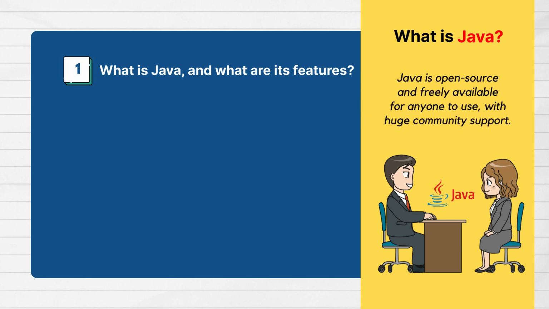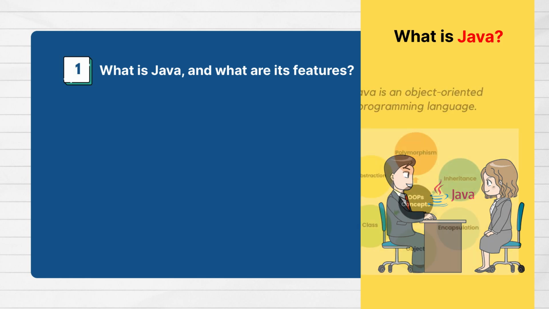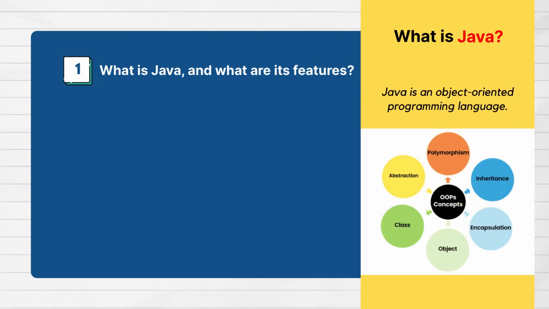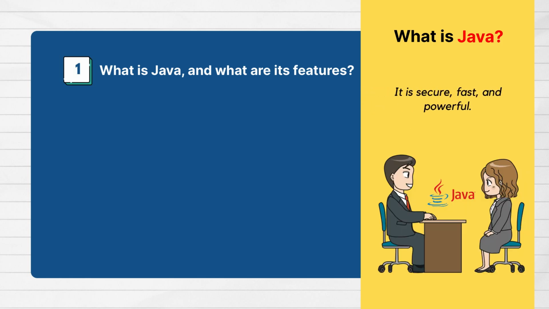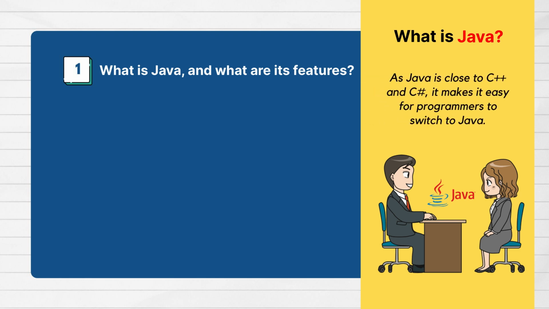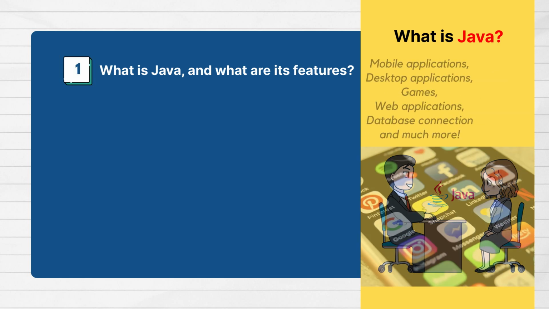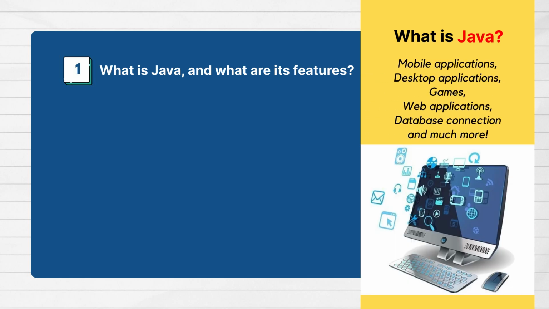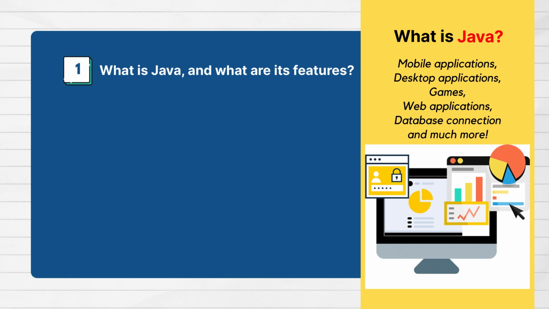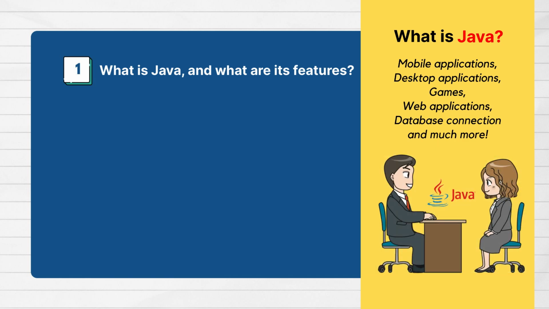Java is open source and freely available for anyone to use, with huge community support. Java is an object-oriented programming language. It is secure, fast, and powerful. As Java is close to C and C#, it makes it easy for programmers to switch to Java. It is used for mobile applications, desktop applications, games, web applications, database connection, and much more.